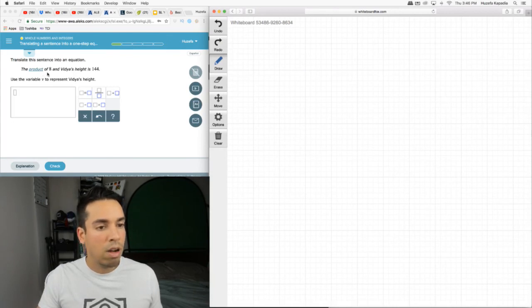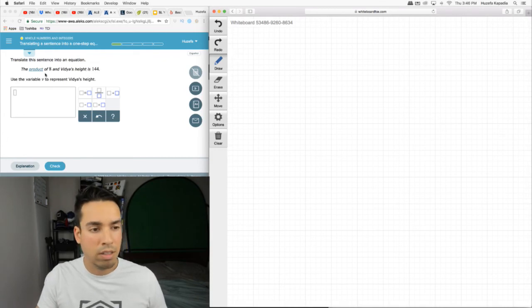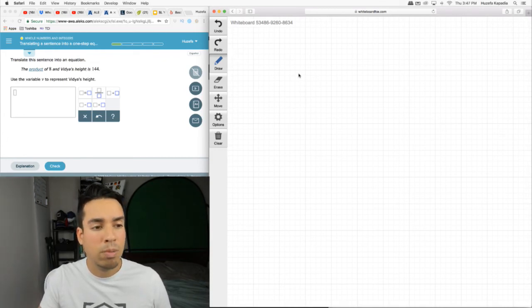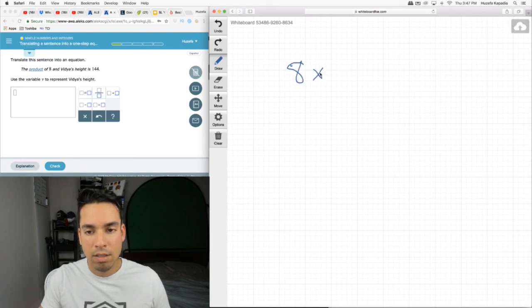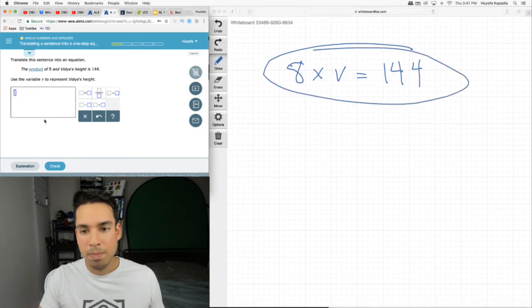The product of 8 and Vidya's height is, so look here, this is where the equal sign is going to come. So first, what is product? Product is multiplication. Product of 8, so we got multiplication. Product of 8 and Vidya's height is equals 144. Just placing it down just like that. And there's our equation. 8 times V is 144.